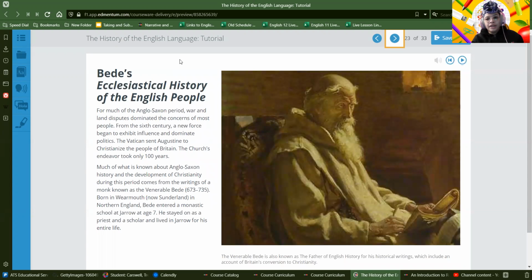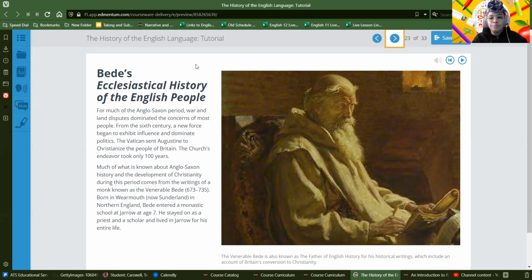So after that, we get to the excerpt for this lesson. And just to go over it in general, because this is the last thing that we're going to go over from this lesson: Beattie's Ecclesiastical History of the English People. This is basically the history of Britain that we're basing all of these events on.